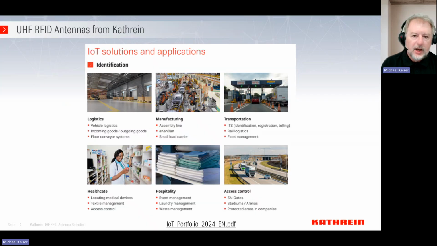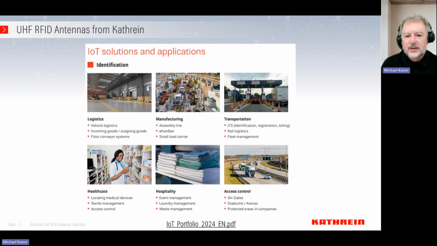You can see we have a lot of different applications for UHF RFID, and for each application we have certain requirements. We have logistics, manufacturing, transportation, which means identification of vehicles, the healthcare business, hospitality, but also access control. In all these cases, the antennas have to be selected in the right way. With the next slides, I will give you some hints on how to select them.